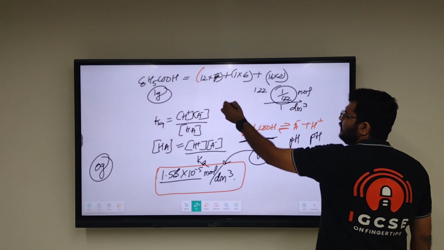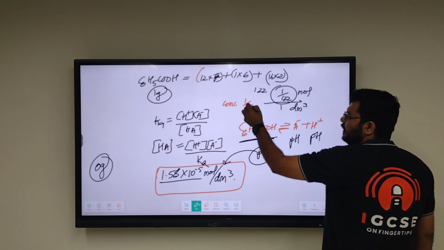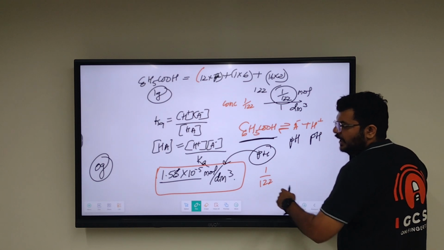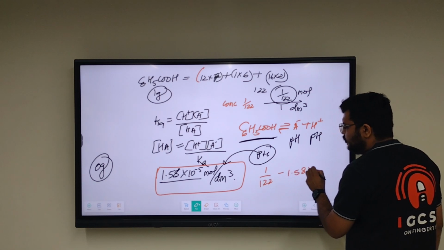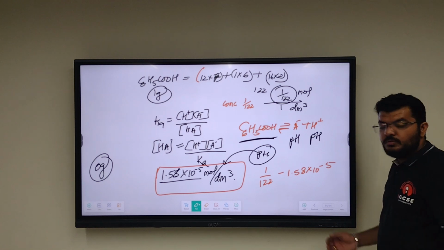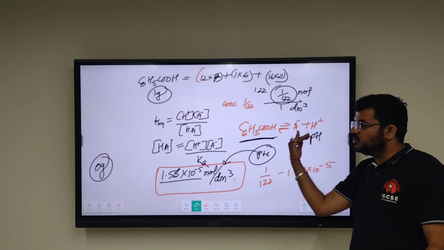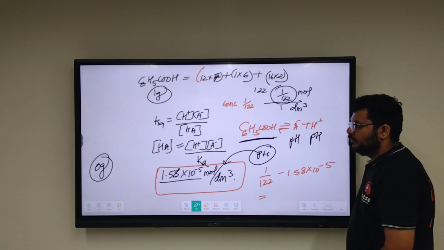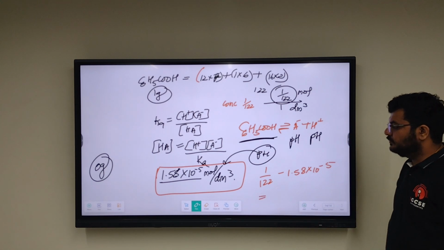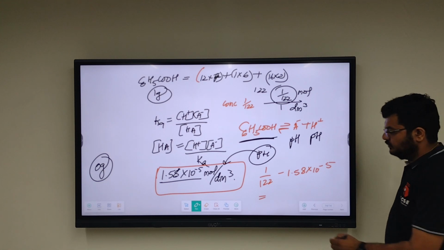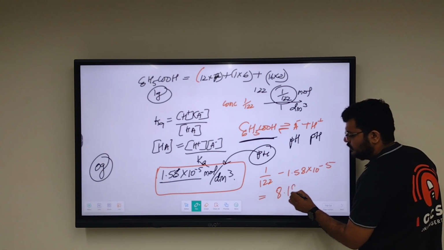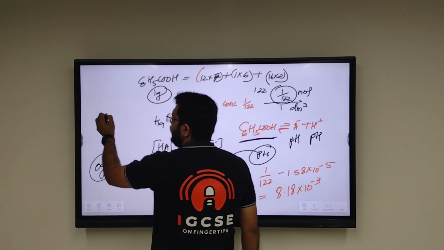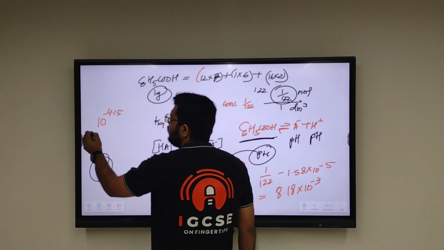Now what do I find? I find that the actual concentration is 1 upon 122. होना कितना चाहिए था भाई? 1 upon 122 है कितना? 1.58 into 10 to the power -5. तो बाकी का गया कहाँ? बाकी का डिसोशिएट हो गया. है ना. माइनस करेंगे क्या आएगा? 8.18 into 10 का -3. अब मेरे एक बात बता कि 10 to the power -4.15 कितना होता है?